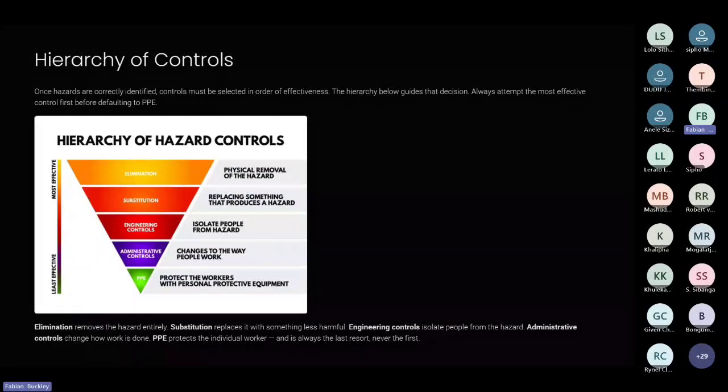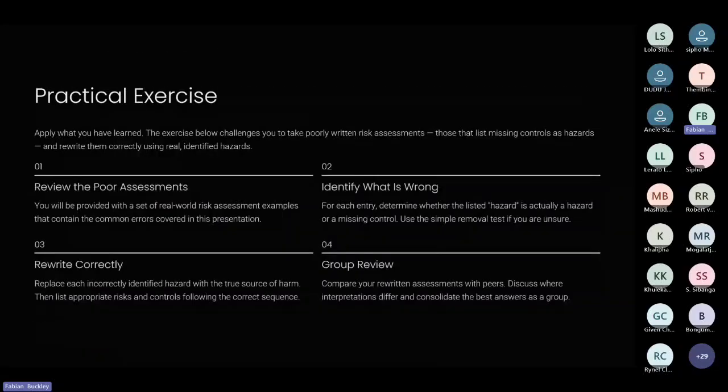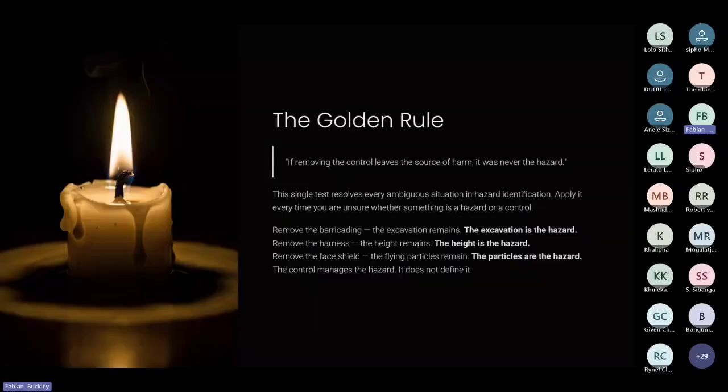Okay, so as I said, a practical exercise is going to be for you guys to please look at your risk assessments, your current ones that you're working on within your organizations. If you're not working at the moment and you would like a sample of a few risk assessments, just ask in a group. I'll share them with you guys, and you can go through those and identify very quickly the specific areas or gaps that you're going to find. All right, so the golden rule is: if removing the control leaves the source of harm, it was never the hazard.